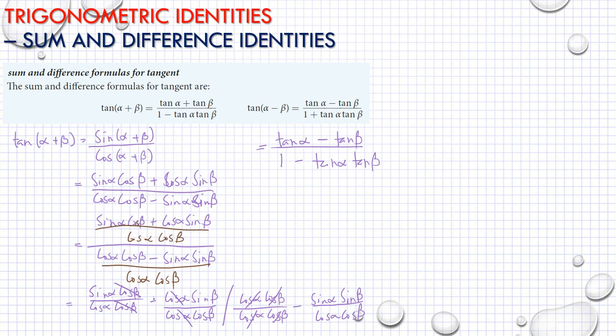I did something wrong here. This should be plus because it's plus there. So we have tangent alpha plus beta is equal to tangent alpha plus tangent beta, and then we have 1 minus tangent alpha tangent beta. It is the same with tangent alpha minus beta. I'm not going to show you that in this video because you know it already.